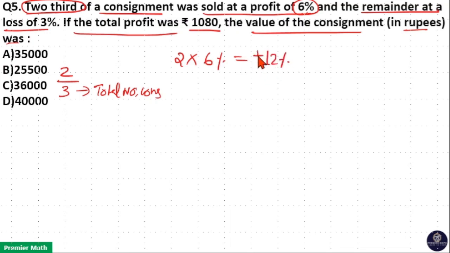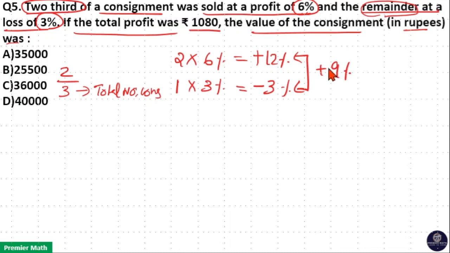Now this is profit. Remainder at a loss of 3%. That is, out of these 3 units, 2 units already sold. Remainder is 1 unit. So 1 unit sold at a loss of 3%. Loss means minus. So 3%. Now here total profit is 12 minus 3, total 9% profit. Here total profit in the question is given as 1080. So 9% is equal to 1080.